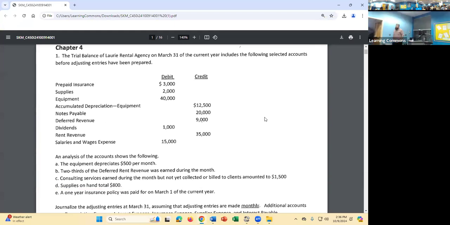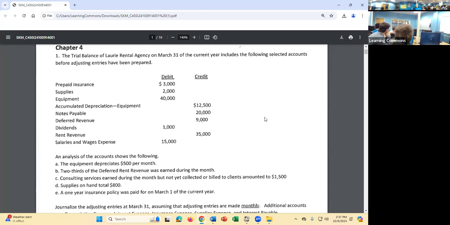All right, to keep it moving, let's go ahead and talk about the first one. It should be the easiest one. You should never, ever miss this one. We're looking at depreciation, right? And it says how much depreciation per month? How much depreciation is happening? $500. So again, we're doing adjusting journal entries, so we have to have a debit and a credit, right?